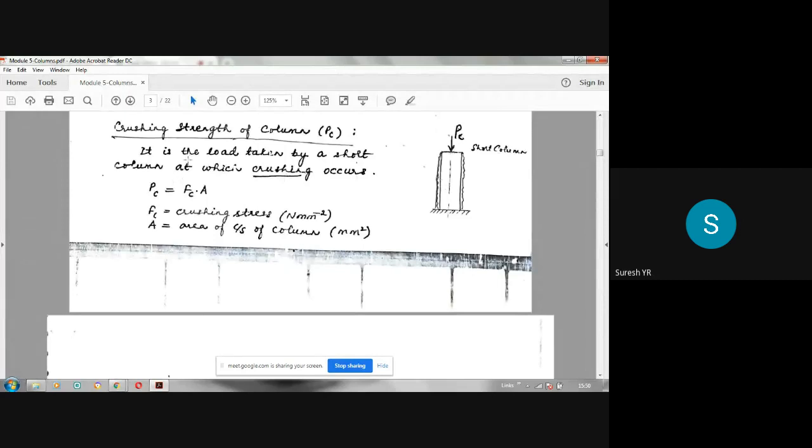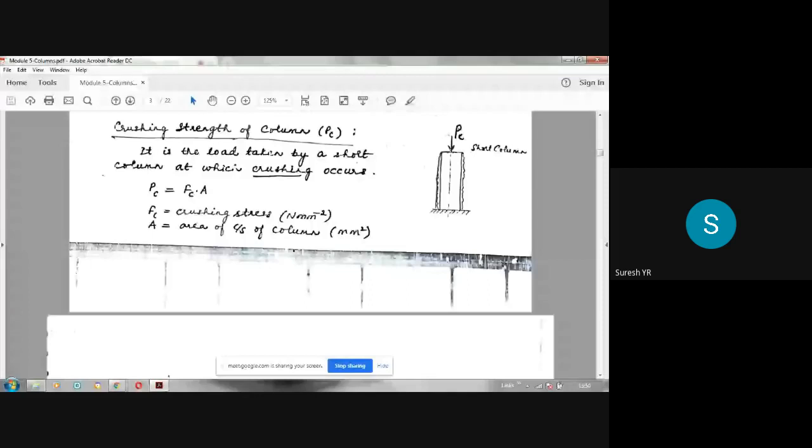We can add that word. It is the maximum load a short column can take before crushing. Like that you can write. You can write like that also. It is the maximum load that a short column can take before crushing occurs. So that value is called PC. C stands for crushing.